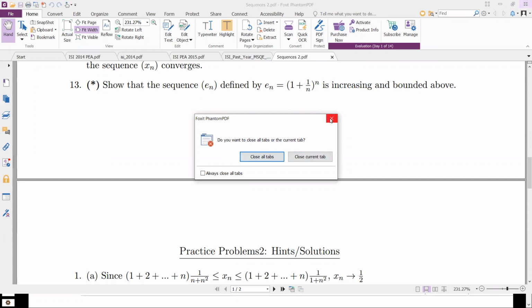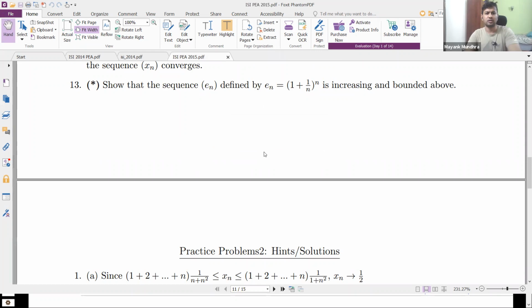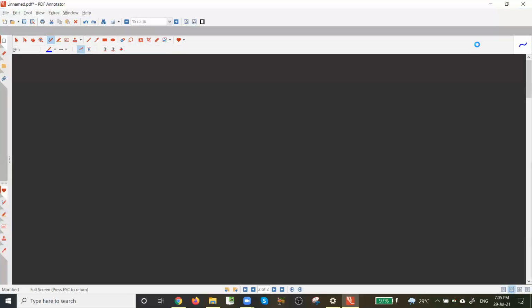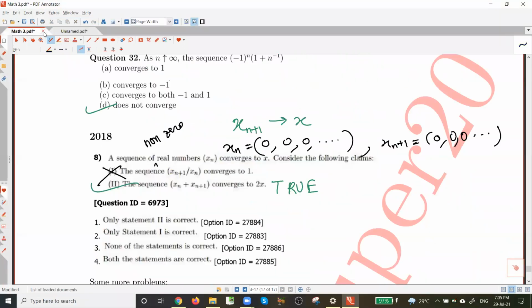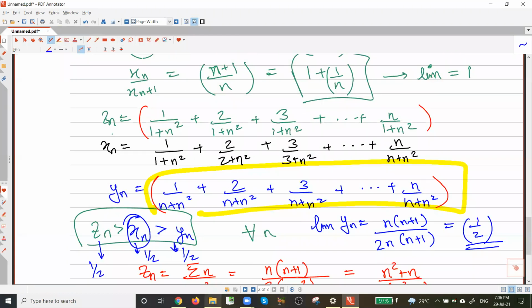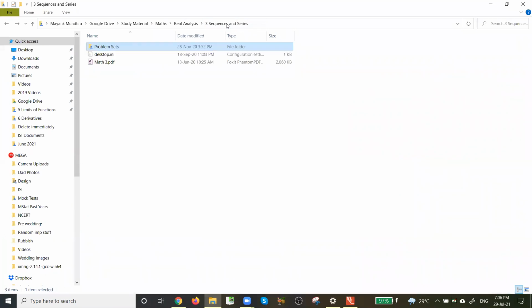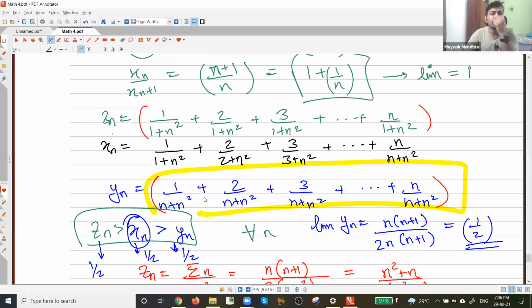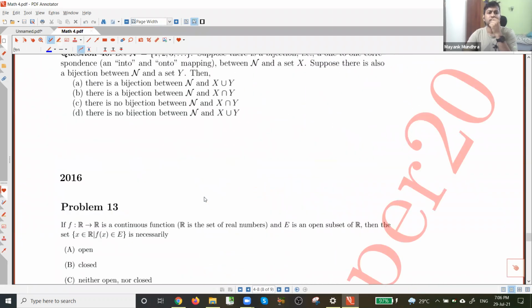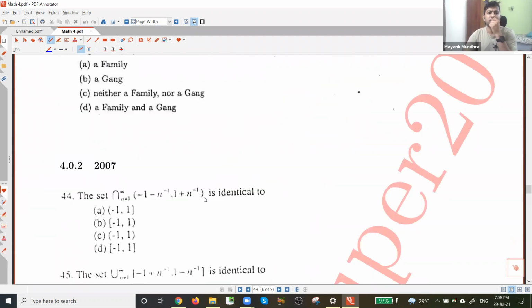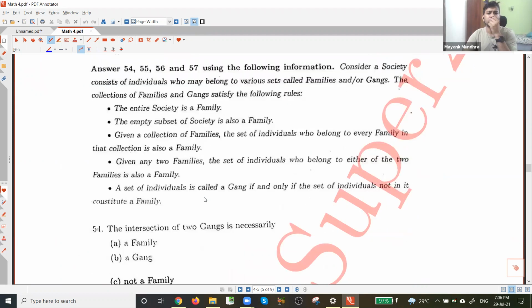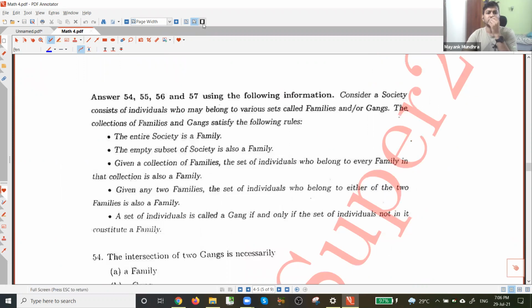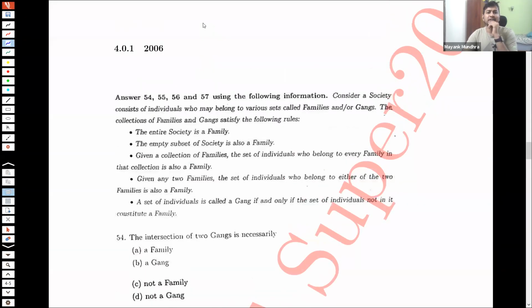So can I also ask questions from topology, past years? Yeah, sure. So just a second. So first two questions from past years, 2006 and 2007. Okay, so this is basically a disguised topology problem. So they don't talk about open sets and closed sets directly.